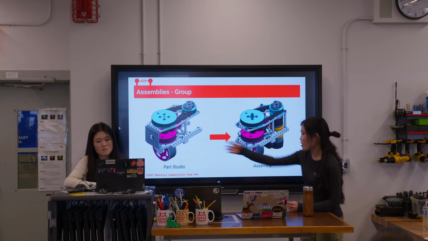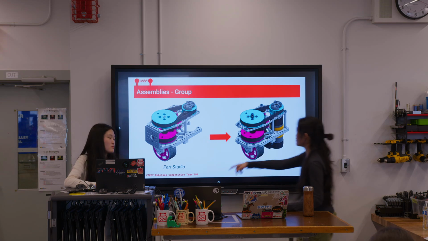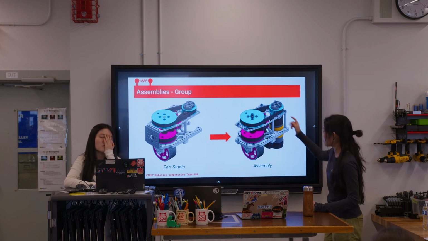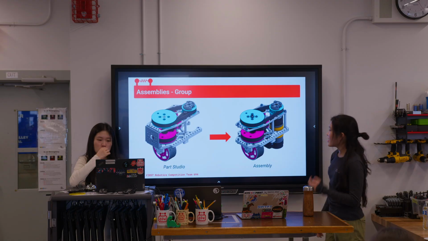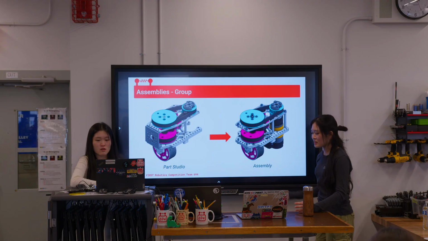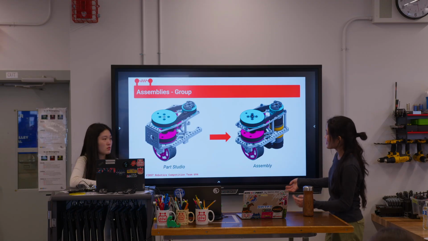So I want to go from the part studio, which has all the parts, to the assembly. And then there are a lot of duplicate parts, a lot of bolts here and there, and it takes a long time to assemble, and I don't really like that.